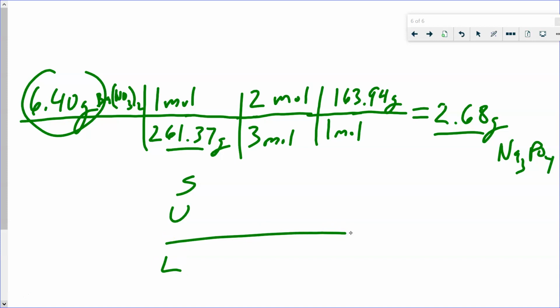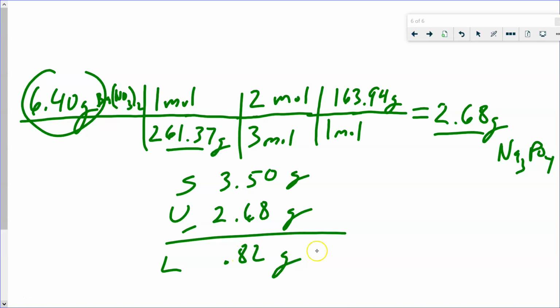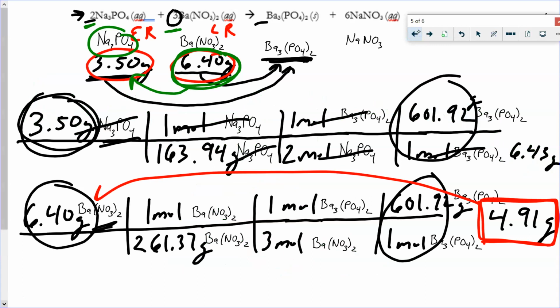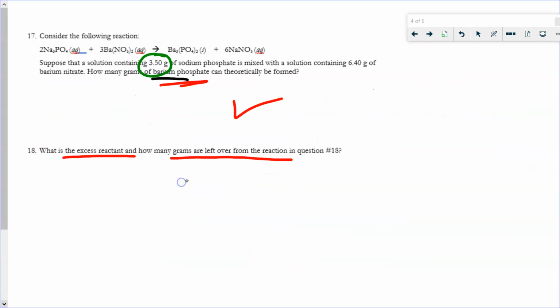We're going to subtract those. So we started with 3.50 grams. We would use 2.68 grams. And when we subtract these, we get about 0.82 grams of the excess reactant, Na3PO4, that is left over. Okay, that's the answer to this question right here.